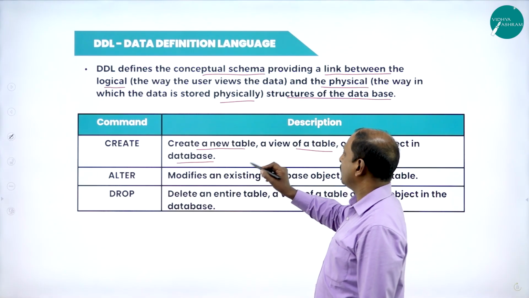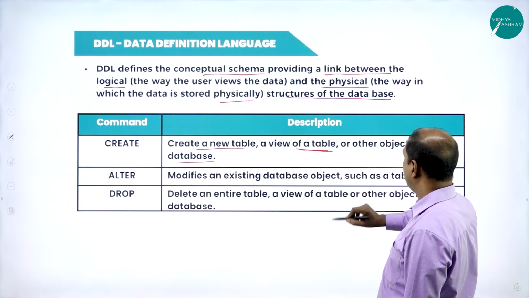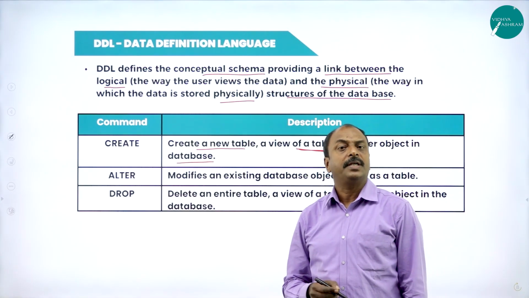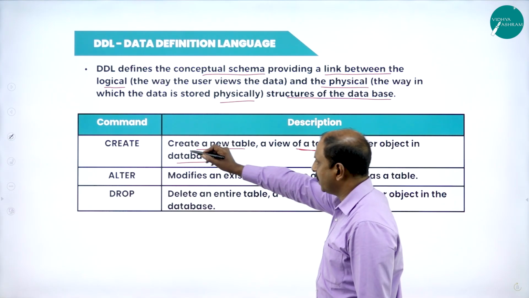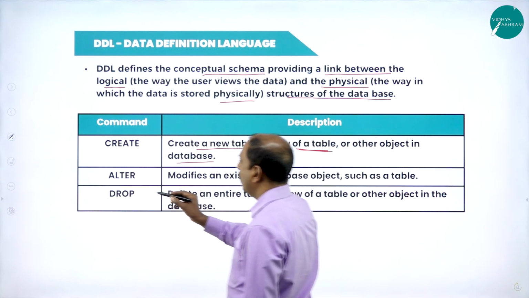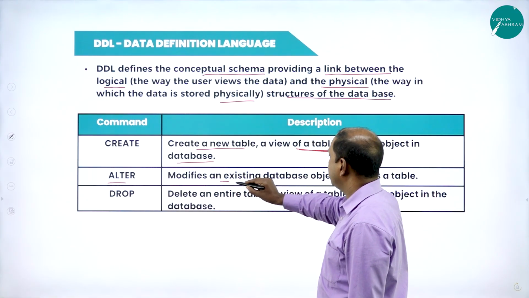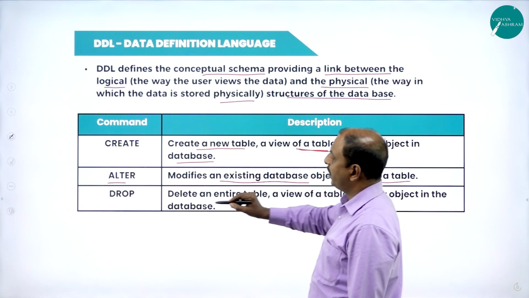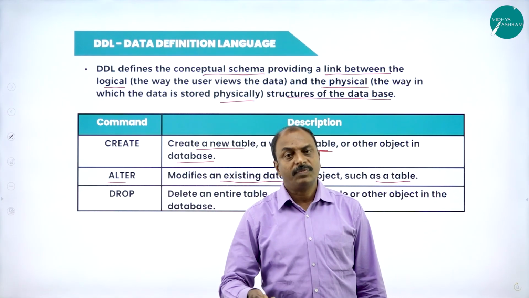So this can also be used to create a view of a table or other objects in a database, or we can say even a table is also an object in a database. So this is the create command. Next one is alter table. It modifies an existing database object such as a table. So we are going to alter the table, or we can say the structure of the table.